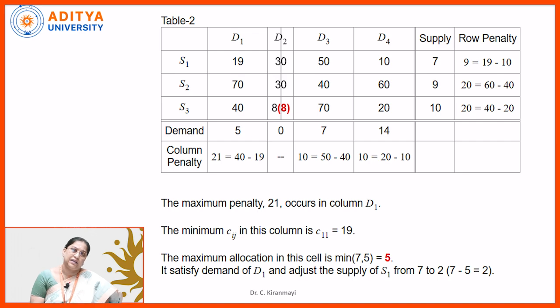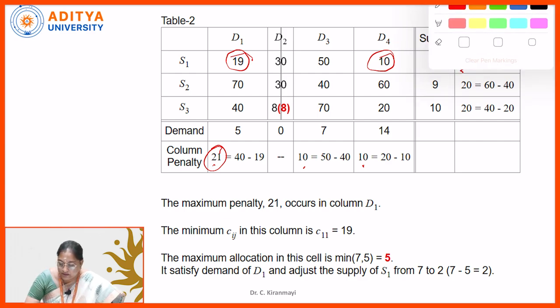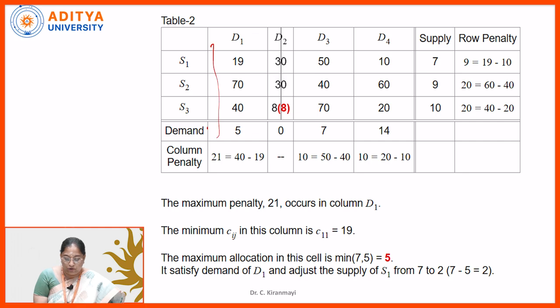For the remaining matrix, again we have to compute the row penalty and column penalty for each row and each column. Here again the minimum cost is 10, the next least cost is 19, and the difference is 9, and likewise we do for all the rows and columns. Again look at which penalty is highest. Here it is 21, 10, 10, 9, 20, 20. So 21 is the highest penalty, which corresponds to the first column. In the first column, which cell has the least cost? This is the least cost.